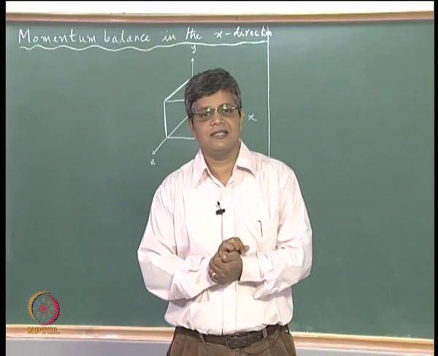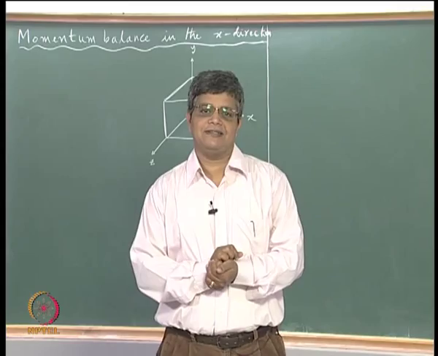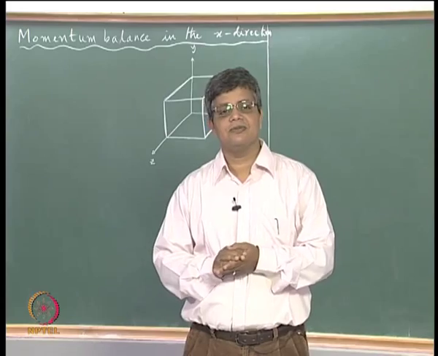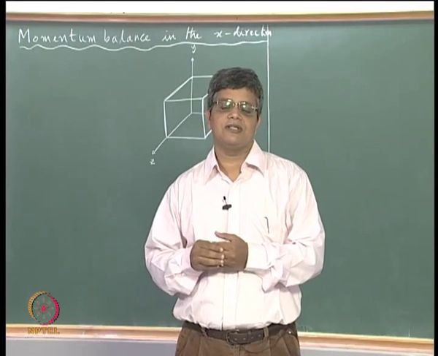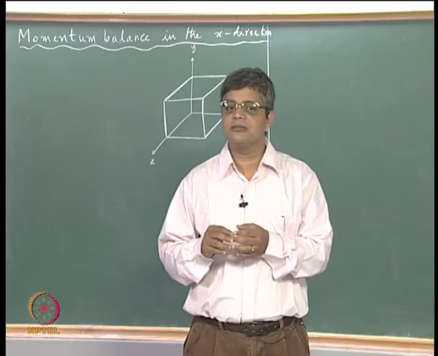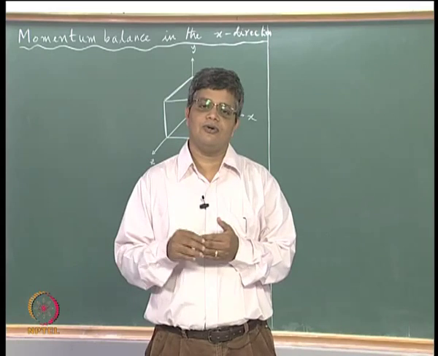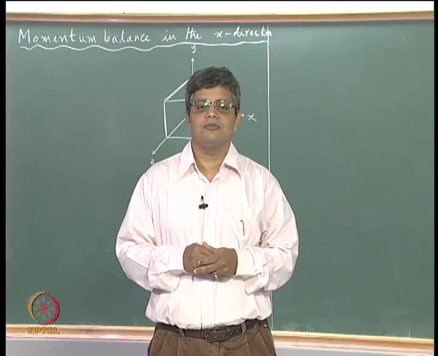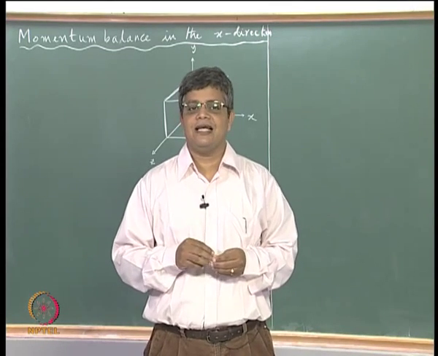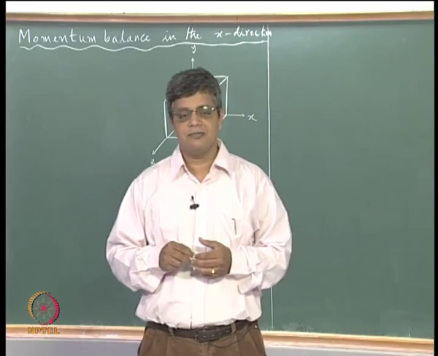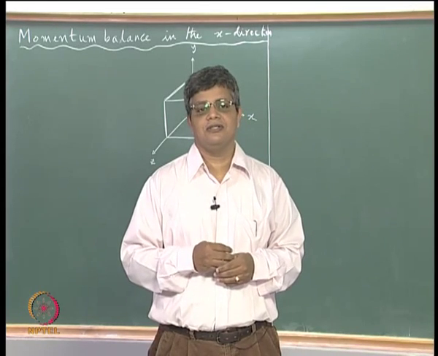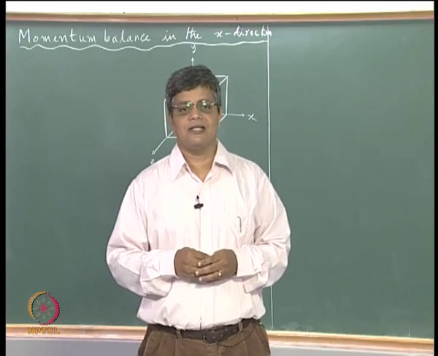So in the last lecture we were considering the momentum balance in the x direction, and we were able to write the left hand side terms, which represent the rate of accumulation and the net outflow of momentum. And we said that the rate of accumulation of momentum in the x direction plus the net outflow of x momentum through the control volume is equal to the sum of all the external forces acting in the x direction. So today we have to specify what those external forces are so that we can complete the mathematical formulation of the momentum balance equation.